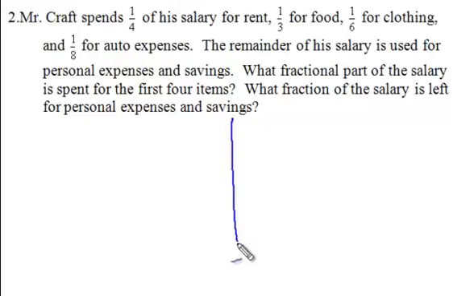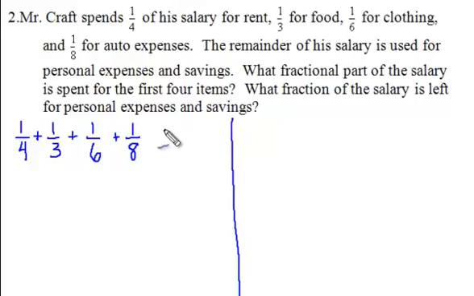Okay, so we're going to do the first part first. What fractional part of the salary is spent on the first 4 items? Well, we just need to add them up. 1/4 for rent, plus 1/3 for food, plus 1/6 for clothing, plus 1/8 for auto expenses. In order to add those, they need to be like fractions. So we need to find the LCD. The LCD of 4, 3, 6, and 8 is 24. So I'm going to rewrite each of these fractions over 24.